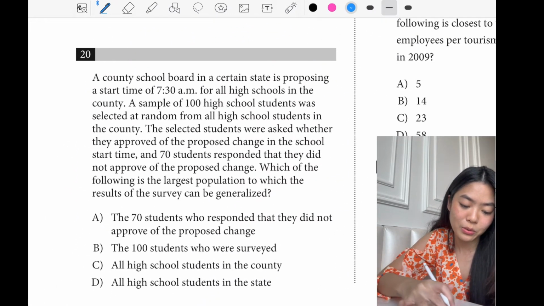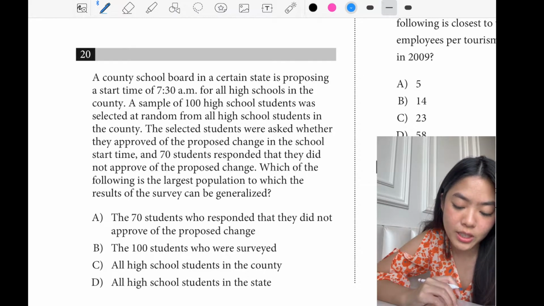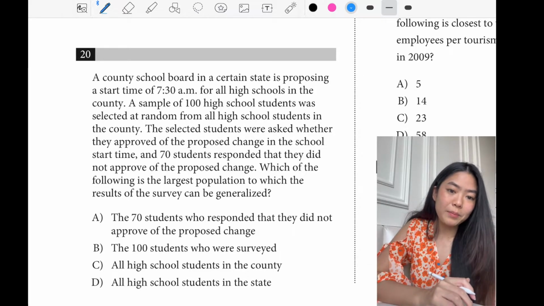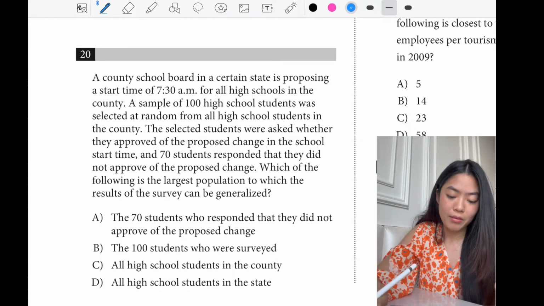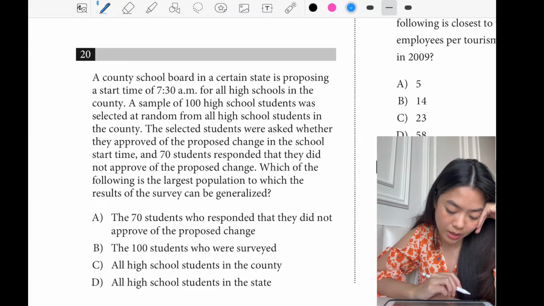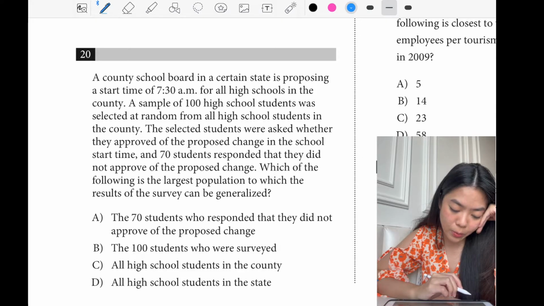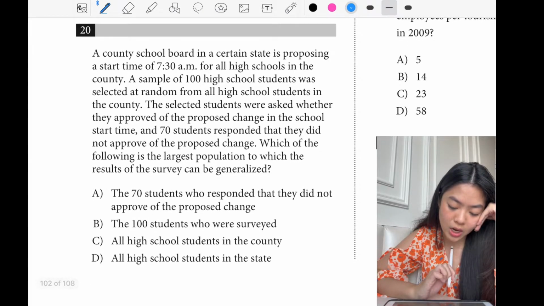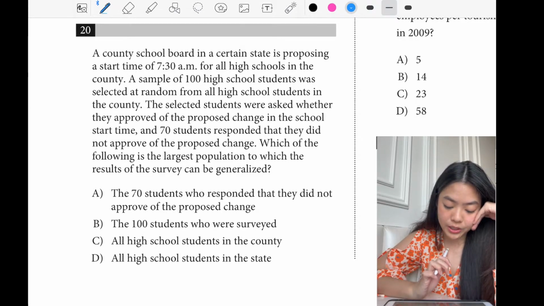Okay, next one, 20. A county school board in a certain state is proposing a start time of 7:30 a.m. for the high school. A student was selected at random from the high school students in the county. The selected students were asked whether they approve of the proposed change in the school start time, and 70 students responded that they did not approve of the proposed change. Which of the following is the largest population to which the results of the survey can be generalized?